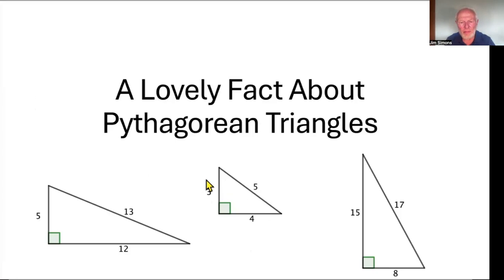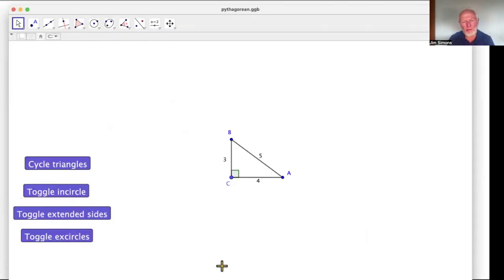So 3, 4, 5 is the most familiar example. These two crop up quite often as well in examples in schools. So what's this lovely property? Well, let's start with the 3, 4, 5 triangle.